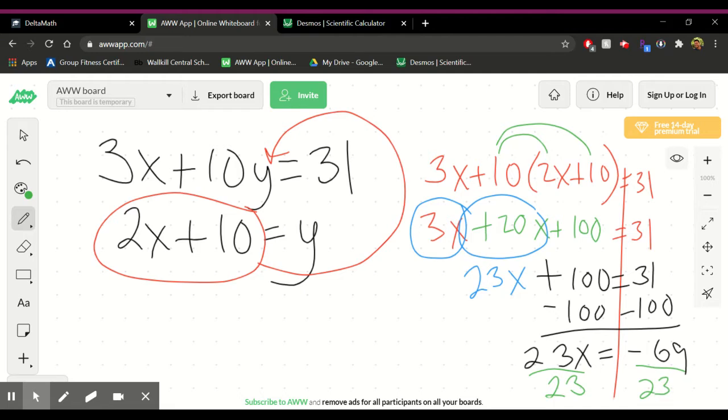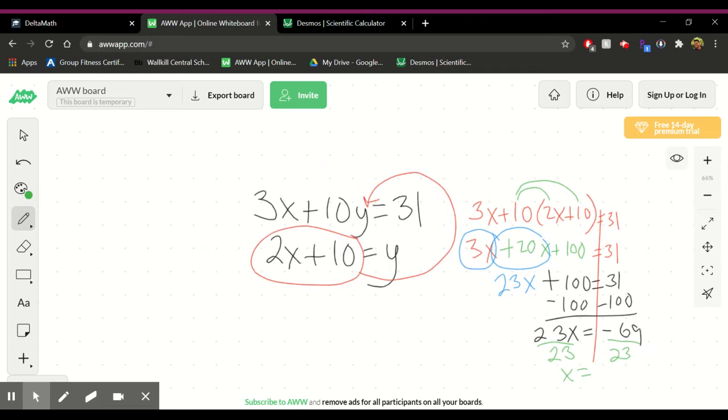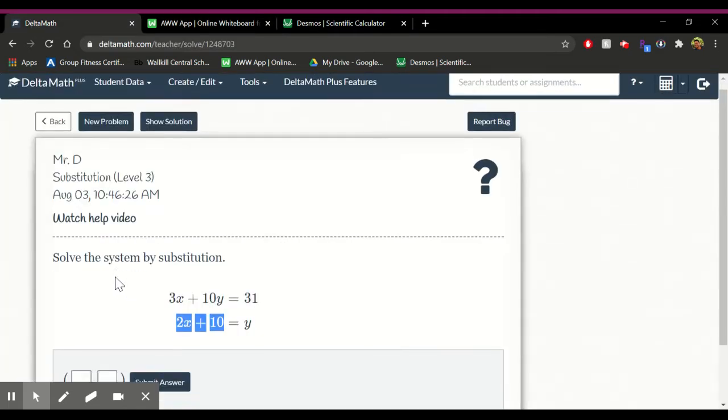And you get x is negative 3. So I plug that in for my x here.